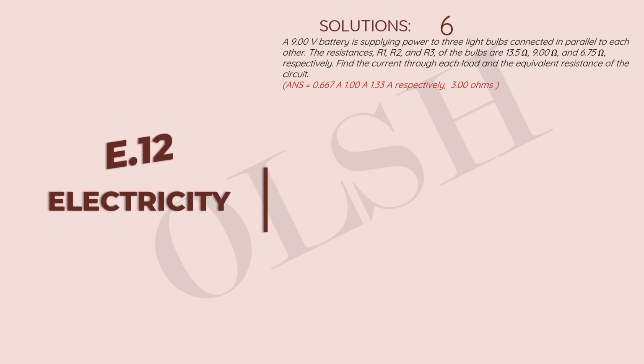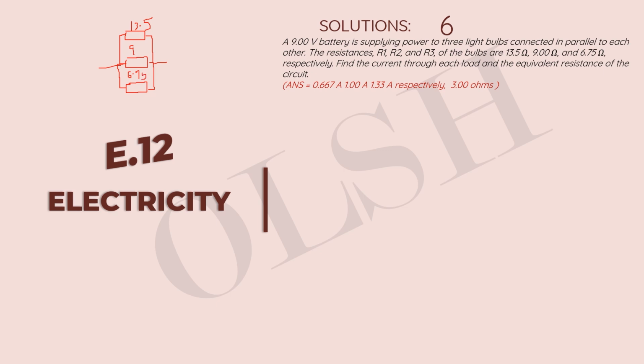The question is making us understand we have 3 bulbs which are loads. So I would represent them with the symbol for load or resistance, instead of the bulb. We have 3 of them connected in parallel. We have them in this kind of way. These are their leads, and we have R1 to be 13.5, and we have R2 to be 9 ohms, and we have R3 to be 6.75.